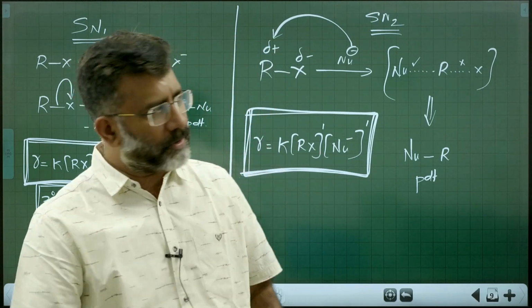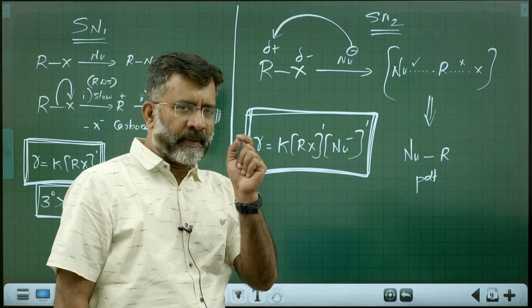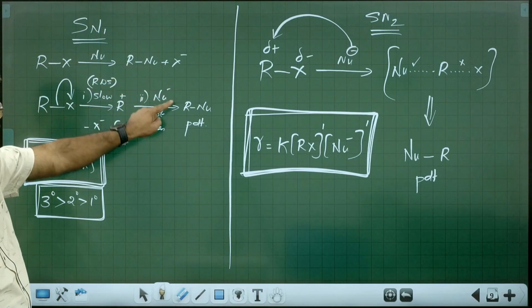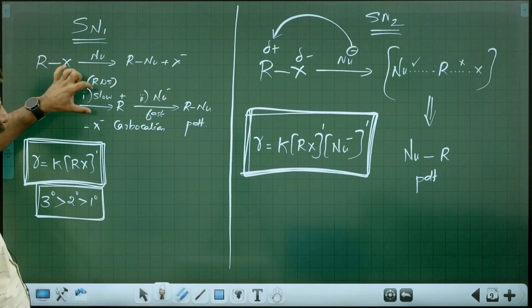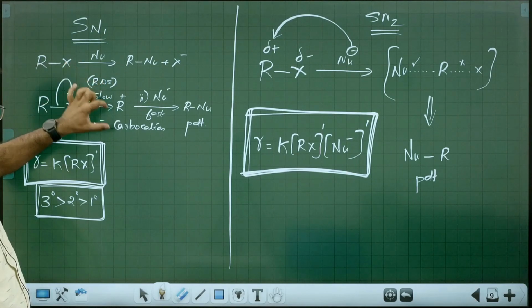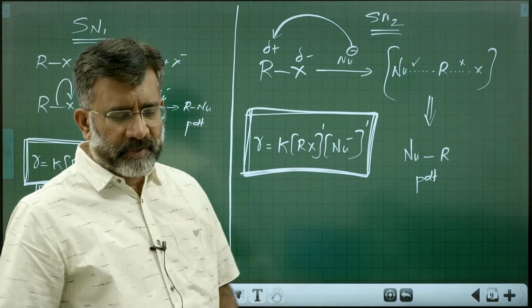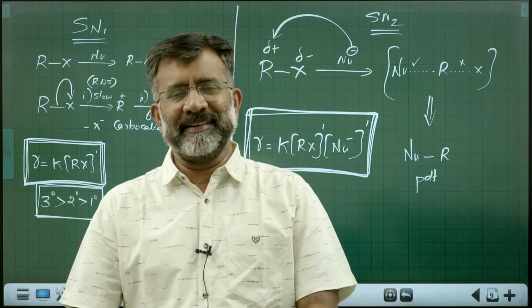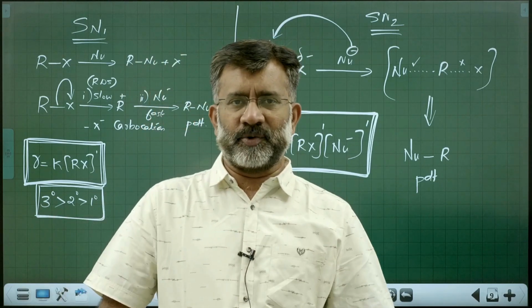A change in the concentration of both the nucleophile and RX will affect the rate of reaction. In SN1, a change in the concentration of the nucleophile does not affect the rate of the reaction, because in the rate determining step there is no role for the nucleophile. So change in concentration of nucleophile does not affect the rate of the reaction. That is SN1 mechanism. This is SN2 mechanism.